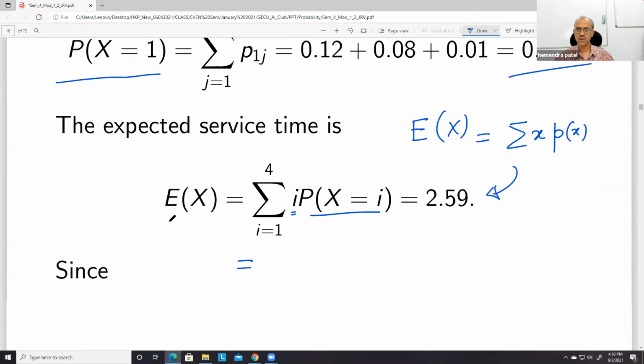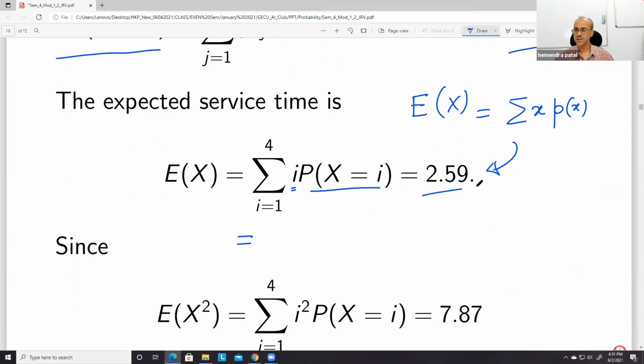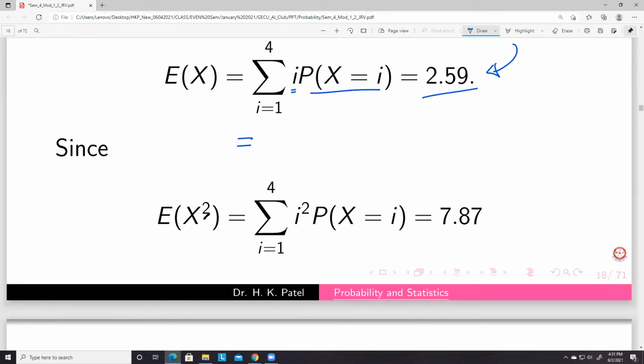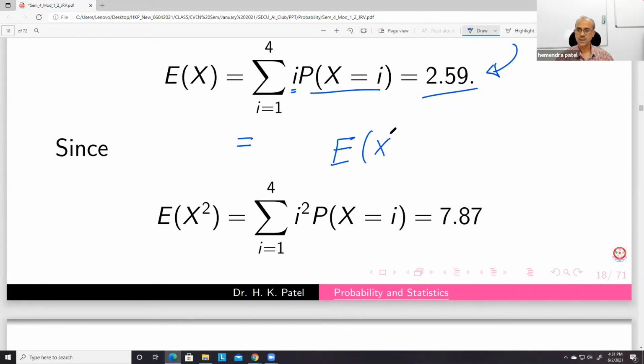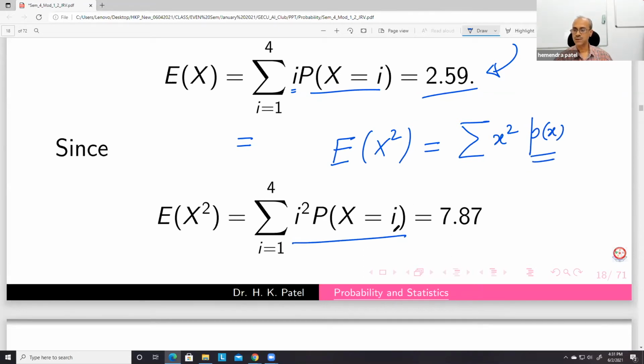This is P is equal to 1. I am talking about expectation. This one, okay, 2.5, because here we are multiplying I with probability x is equal to I. And similarly, if you want to find x square, then the definition is E of x square, that is the second moment, that is equal to summation x square Px. Okay, so this one.